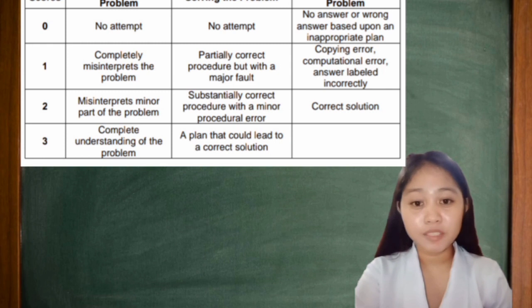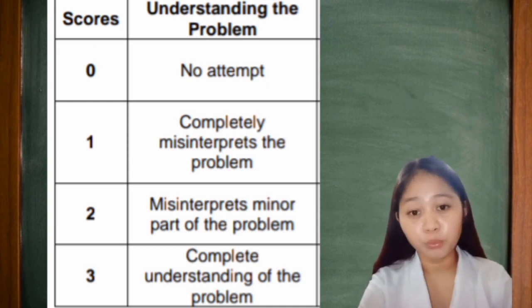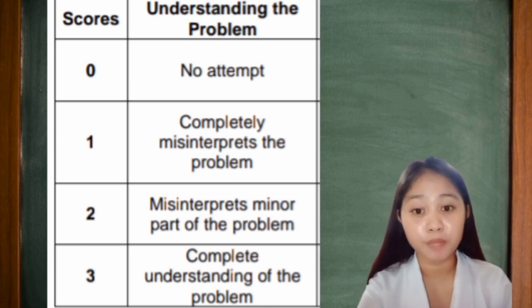This type of assessment outlines a scoring system that categorizes student performance based on various aspects of problem solving. The scores range from 0 to 3, where each score corresponds to different levels of understanding of the problem. Since Ms. Zapanta already discussed the criteria for scores 0 and 1, I am the one who will discuss the criteria for scores 2 and 3. In the criteria of understanding the problem, we will give the student a score of 2 if the student has a moderate understanding of the problem but may misinterpret a minor part of it.